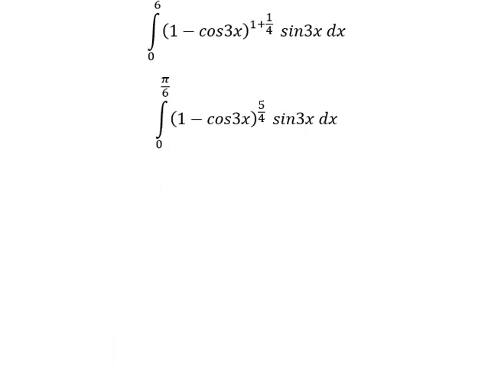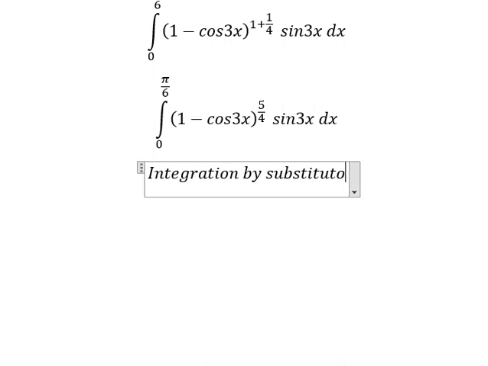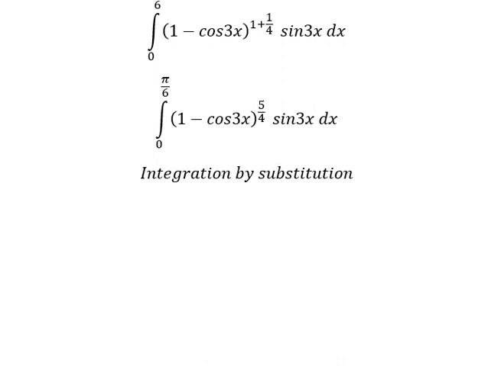Next, we need to use integration by substitution. So I will put u equals 1 minus cosine 3x. After that, we need to take the first derivative of both sides.